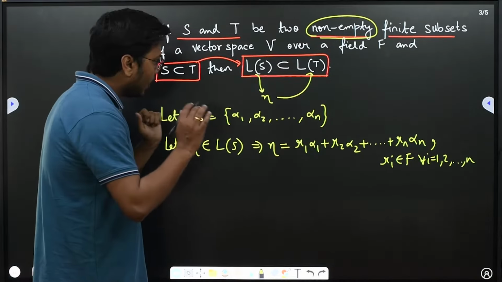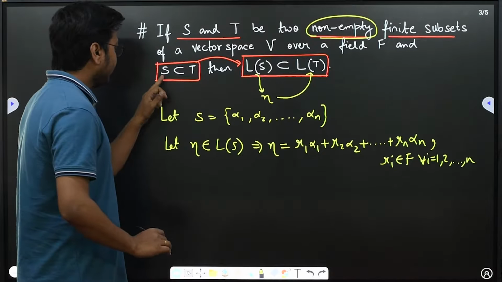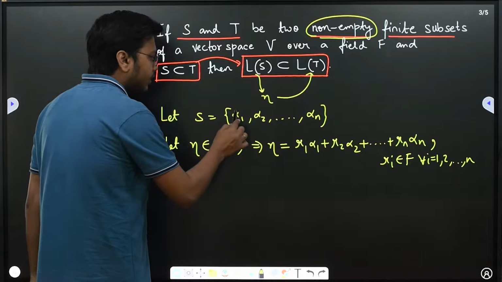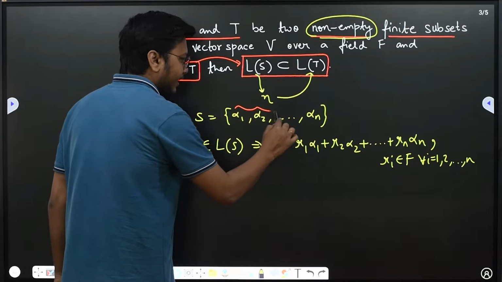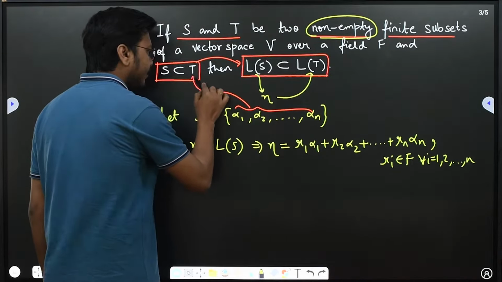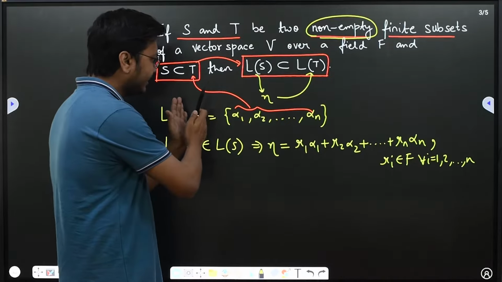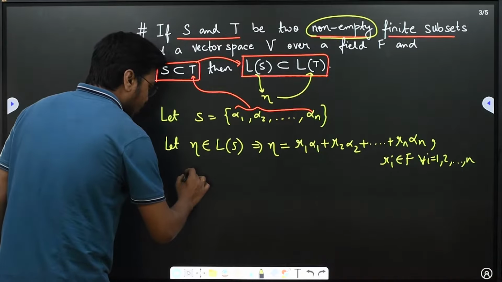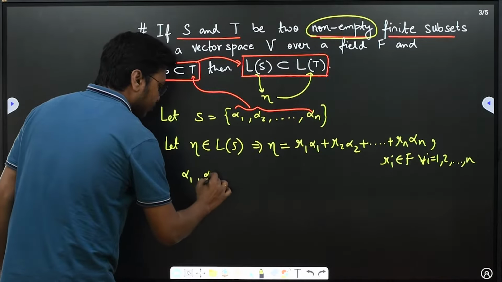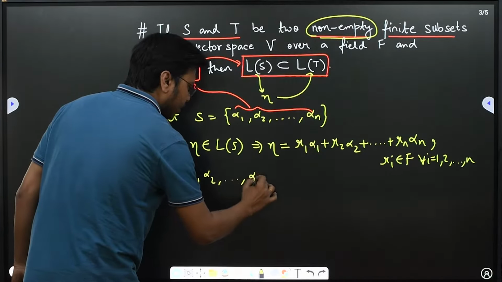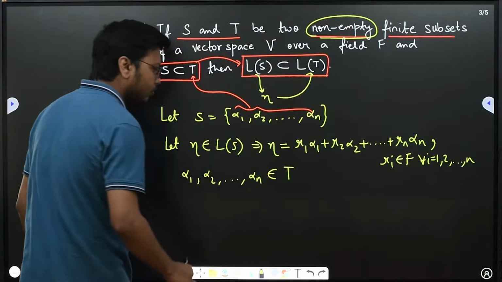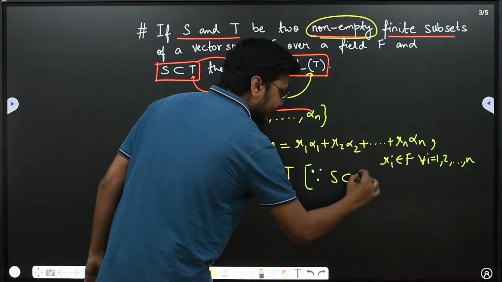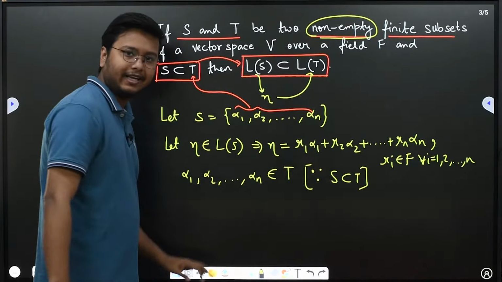Now how am I going to do that? You can see S is a subset of T. That means all these elements of S that I have taken definitely belong to the T set, because T contains all the elements of the S set. So alpha 1, alpha 2, dot dot dot alpha n, all these elements belong to the T set, the reason being T contains all the elements of the S set.